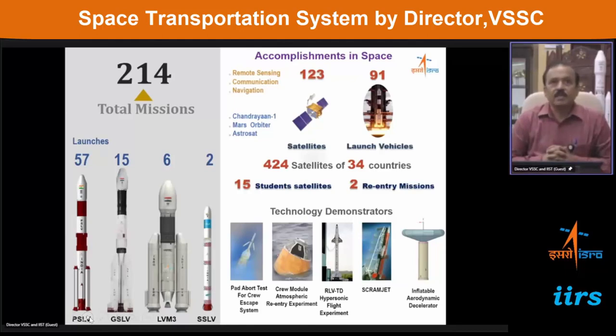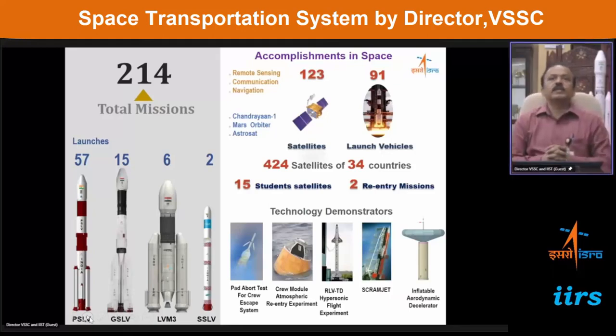GSLV Mark 3, and SSLV, we had two missions. The first was not fully successful. And there were so many satellites. We have launched 123 satellites, and total 91 launch vehicle missions. And we also launched from 34 countries 424 satellites. And out of that, 15 student satellites.